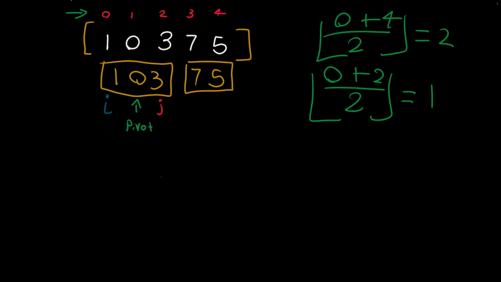Now we're going to ask the same questions again. Is 1 greater than or equal to the pivot, which is 0? Yes. So i is going to pause there. And then j is going to ask, is 3 less than or equal to the pivot? No. Now, is 0 less than or equal to the pivot? Yes. So we're going to pause there. Now we're going to perform the swap. So let's perform the swap up here. We're going to take 1, we're going to take 0, and we're going to swap them.